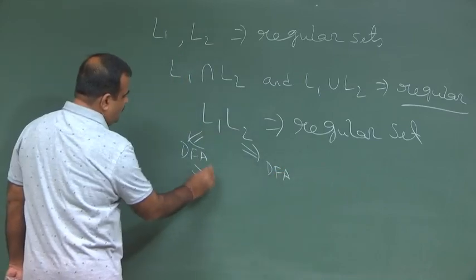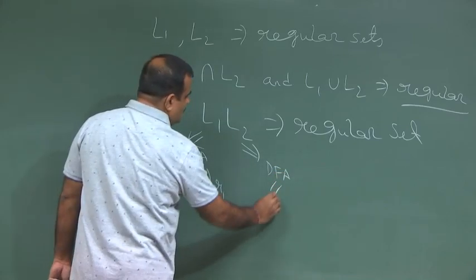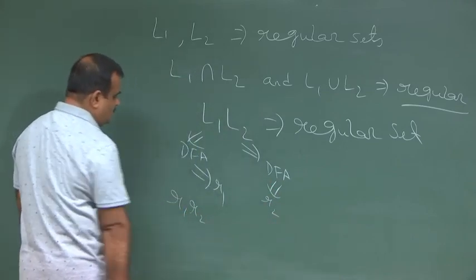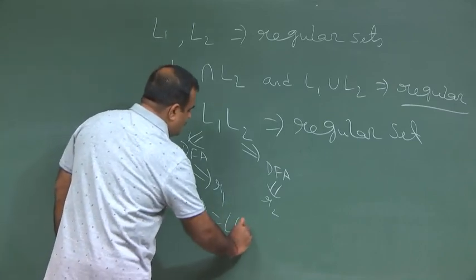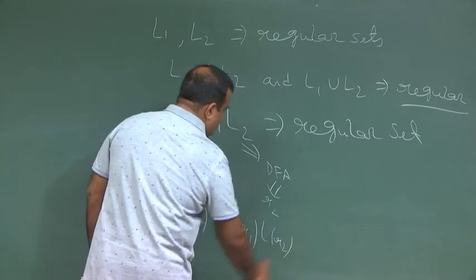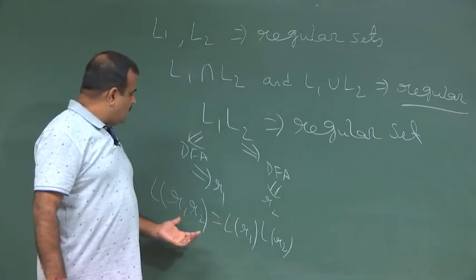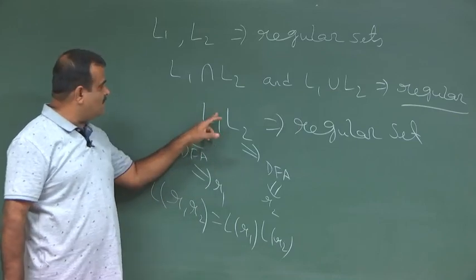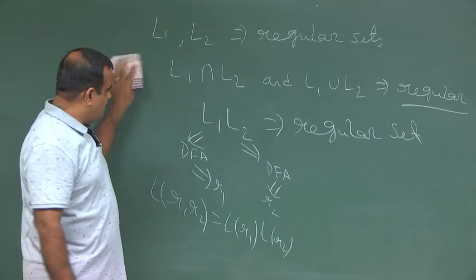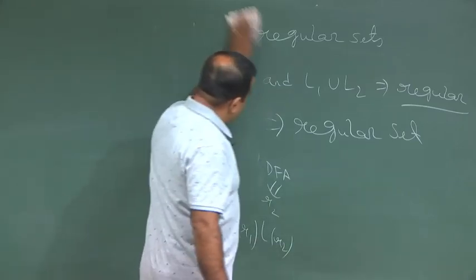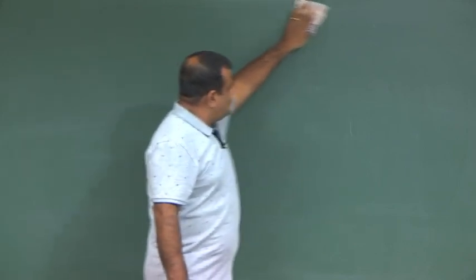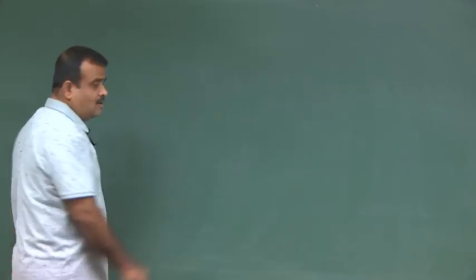Once we have a regular expression R1 and R2, then R1 R2 is also a regular expression which corresponds to L of R1 concatenated with L of R2. So L1 concatenated with L2 is also regular. Even the closure star is also regular, which immediately comes from the regular expression. Now, today we will discuss some more closure properties, like complement.